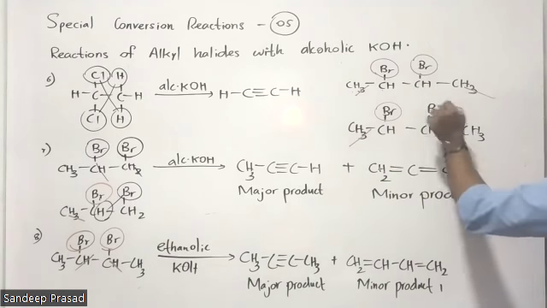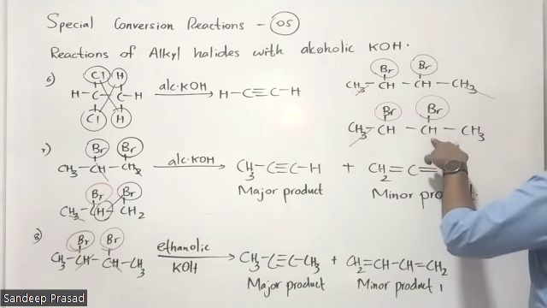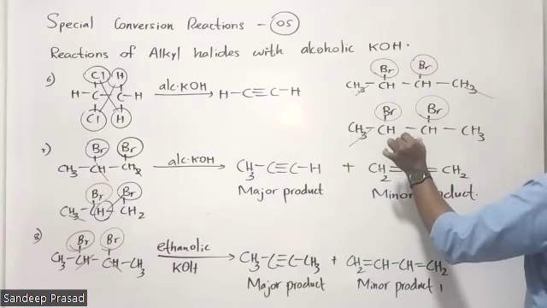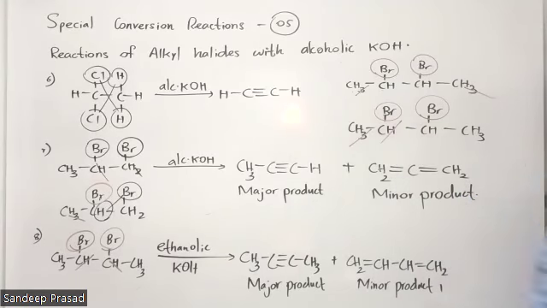But the next part, this bromine atom, is actually satisfying the Saytzeff rule. So it is eliminating hydrogen from this one or this one. Then the product is CH2=C=CH3. Minor product 2. So these are the two minor products we have.